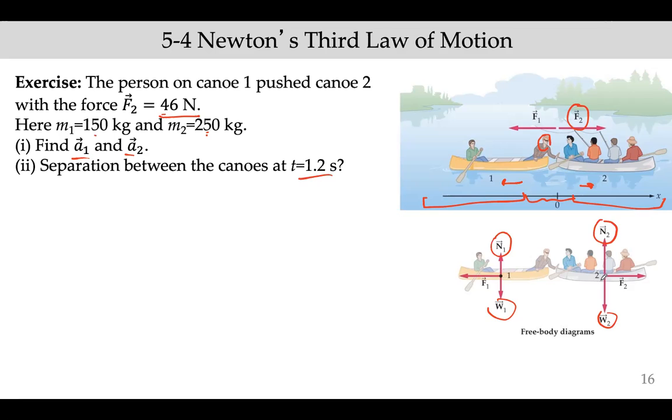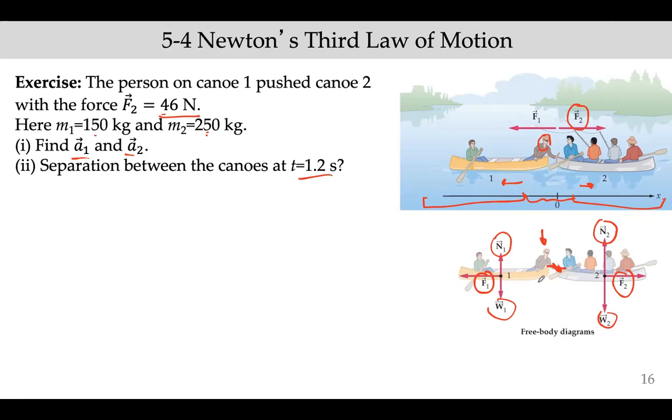So the second canoe feels the force F2. It's actually the force that this person is exerting on the canoe. So this F2 is coming from this person. And if this person is pushing the canoe this way, the canoe will push that person with the opposite force of the exact same magnitude, right? So F1 and F2 will be the same thing. But F1 is the reaction force from canoe 2 on the person's hand.